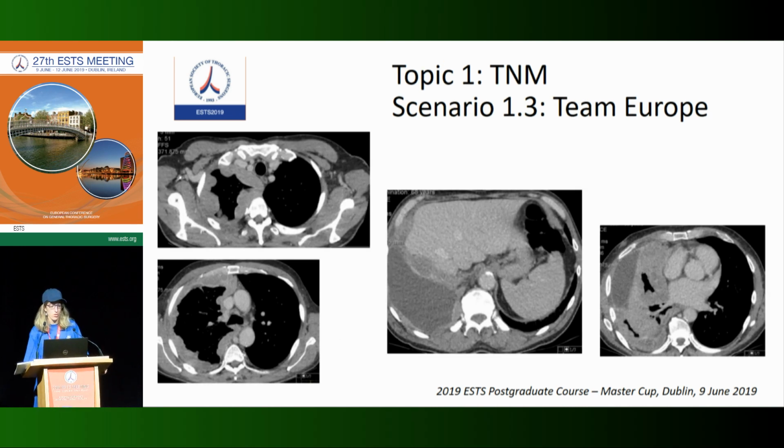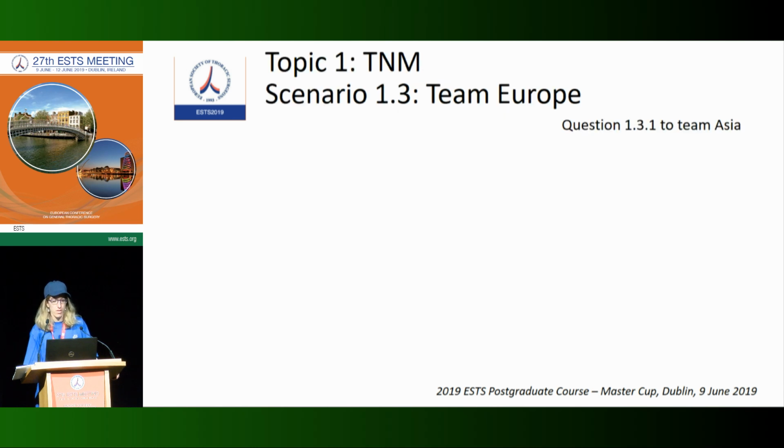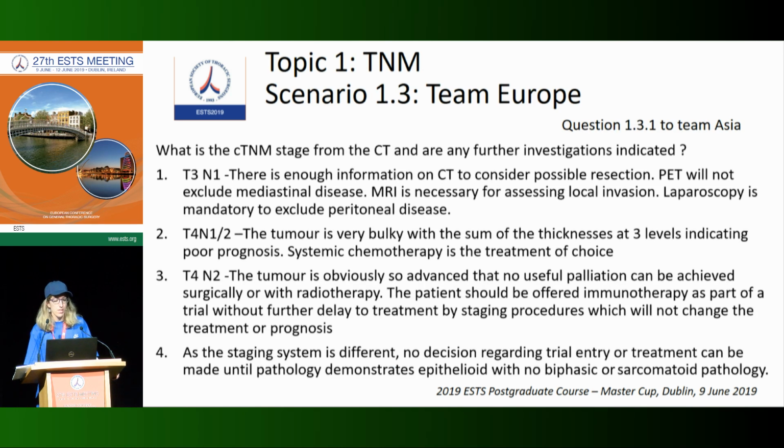This is the CT scan showing the extent of the disease at the apex, at the mediastinum level, and at the diaphragm level. So my question to Team Asia is, what is the cTNM stage from the CT scan and what are any other further investigations indicated? T3N1, the CT scan is enough to consider resection. PET is not useful to exclude mediastinal disease. MRI is necessary for assessing local invasion and a laparoscopy is mandatory to exclude peritoneal involvement.